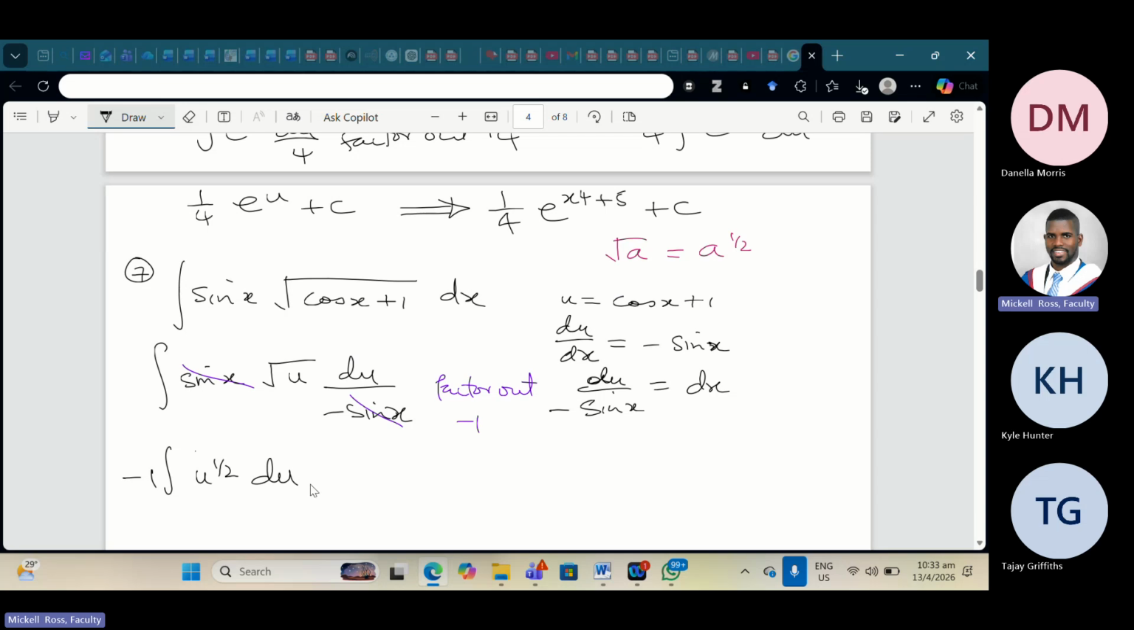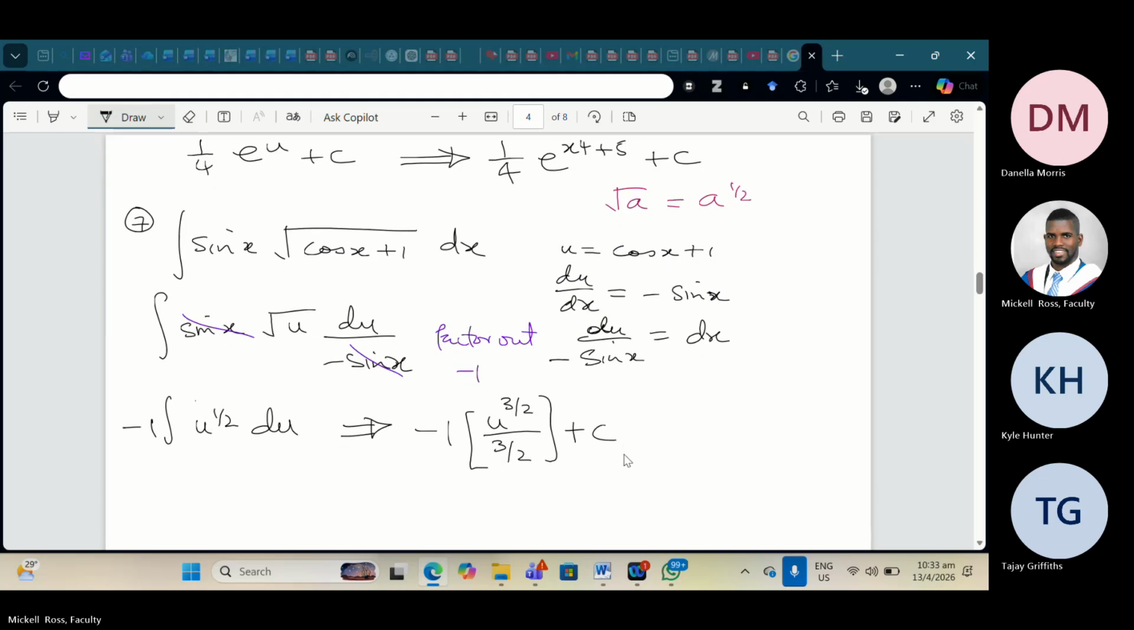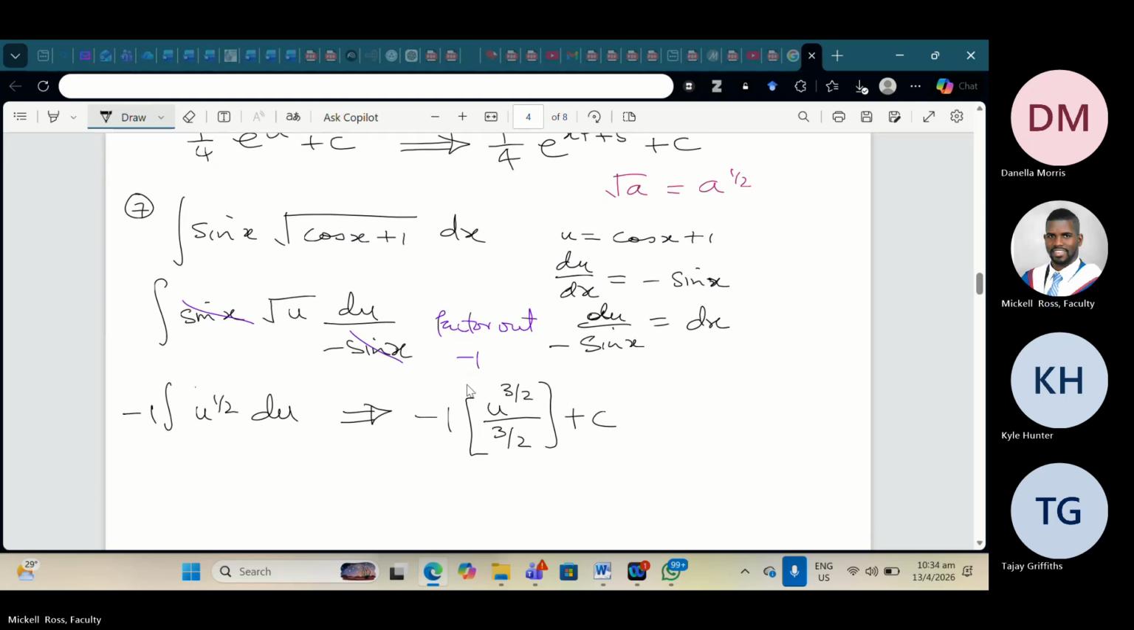When you integrate u to the half, add 1 to the power, divide by the new power. So it's going to be negative 1, add 1 to the power, u to the 3/2, divide by 3/2, plus c. What is u? Negative 1 times u gives you negative u, so it's going to be the negative of cos x plus 1 to the 3/2, divided by 3/2, plus c.